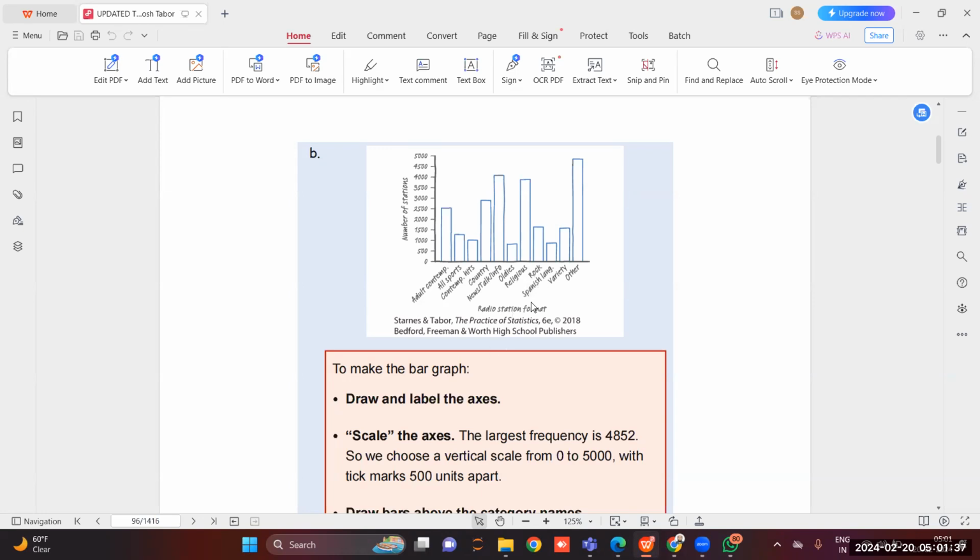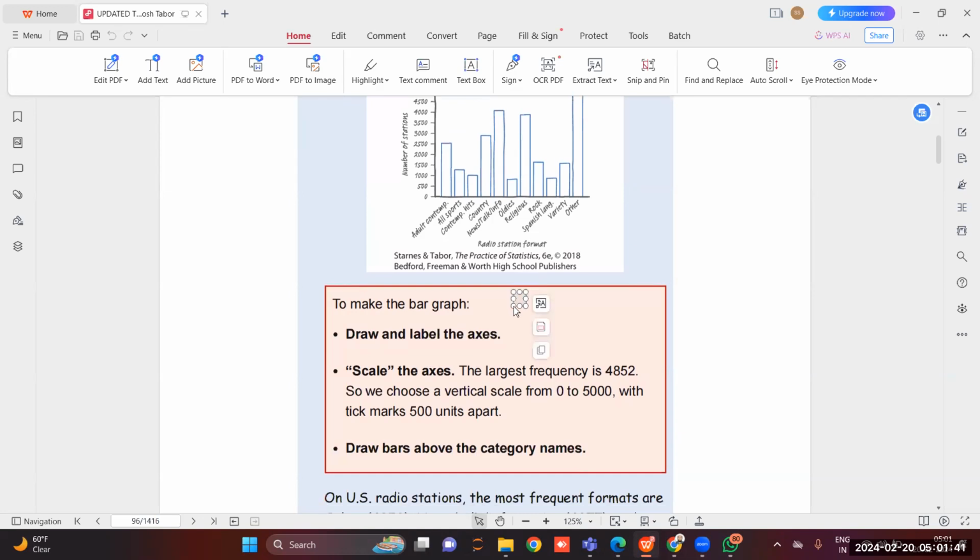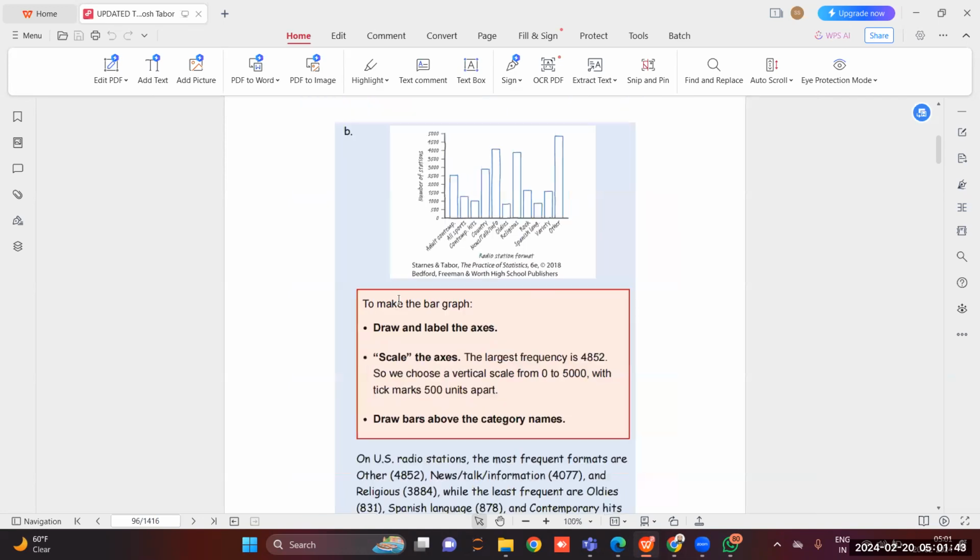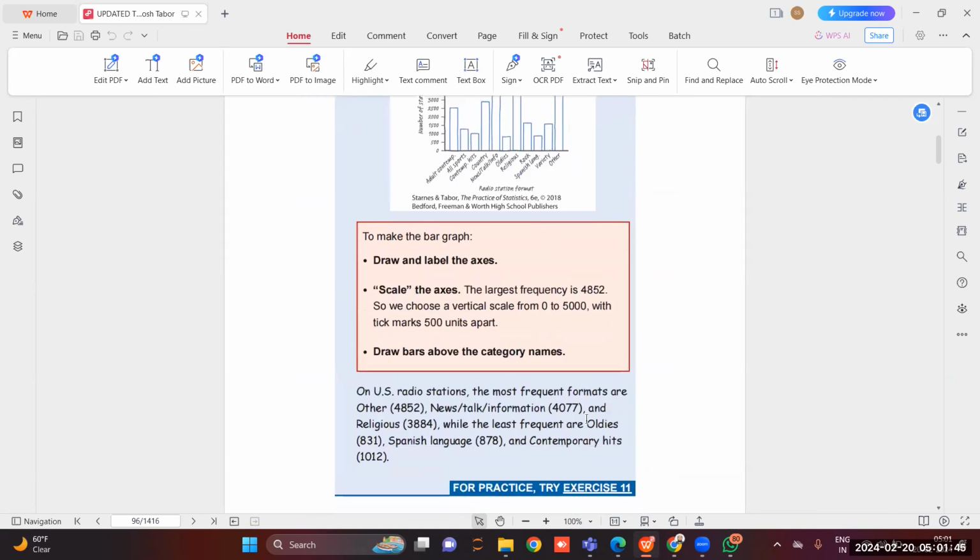To make the bar graph, we don't have to make that again; you have made it, that's enough. To make the graph, draw and label the axes, both axes. Note that the names also match: radio station format and number of stations. Then scale the axis, which means writing the numbers, the range, on it.